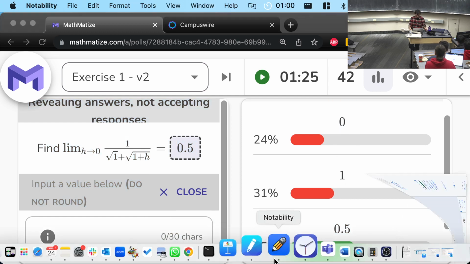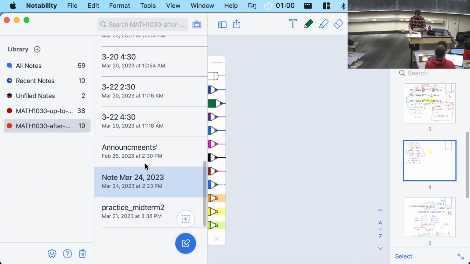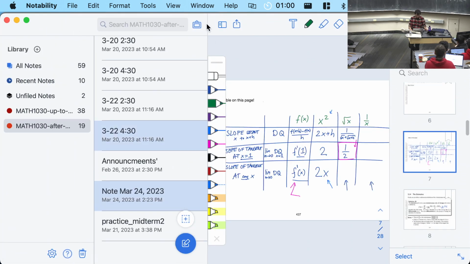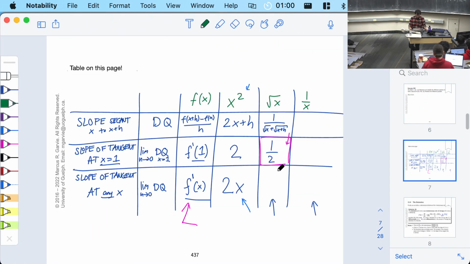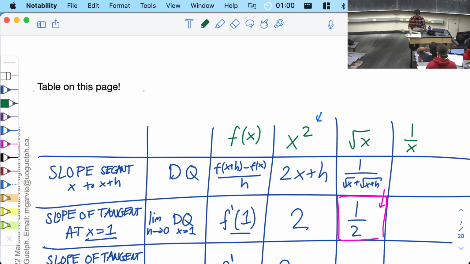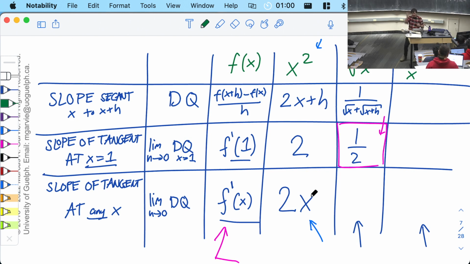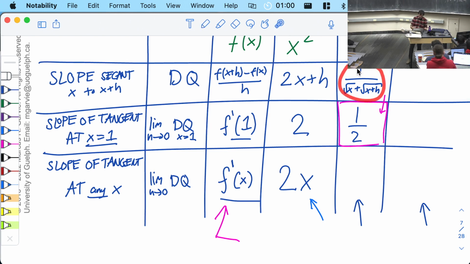So this was the very last limit, secretly, in disguise. This was the very last thing we did on Wednesday's class. So if we go back to Wednesday's class, you remember we were on page 437, and we had this table. And this table was telling us all about the different functions. We did the whole column for the function x squared, and then we started the column for square root of x. And we got this nice difference quotient, 1 over square root of x plus square root of x plus h.